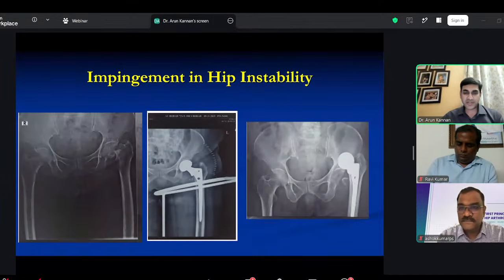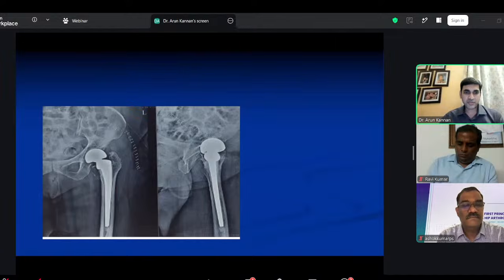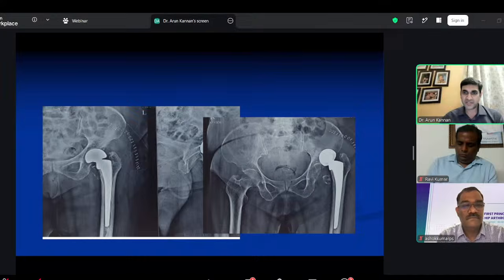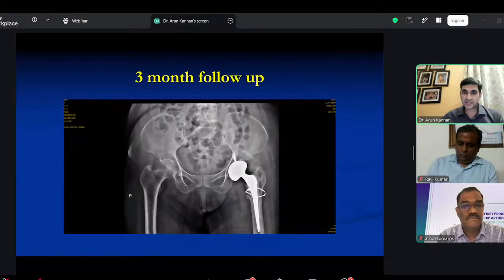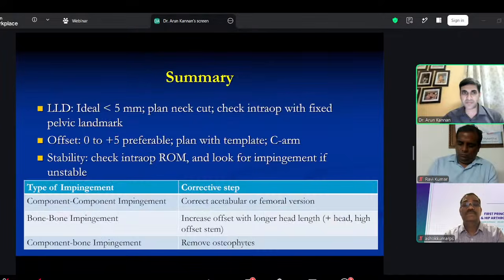An example: a lady who had a femoral neck fracture had an initial uncemented bipolar that dislocated after subsidence. She was revised to a cemented stem, and again you can see that the offset has not been well compensated. So this was revised with a cemented stem with a dual mobility construct, and here you can see that offset restoration has been done and she continued to remain stable.